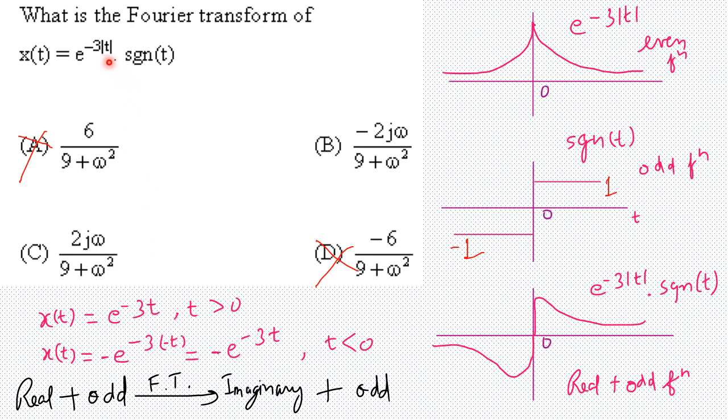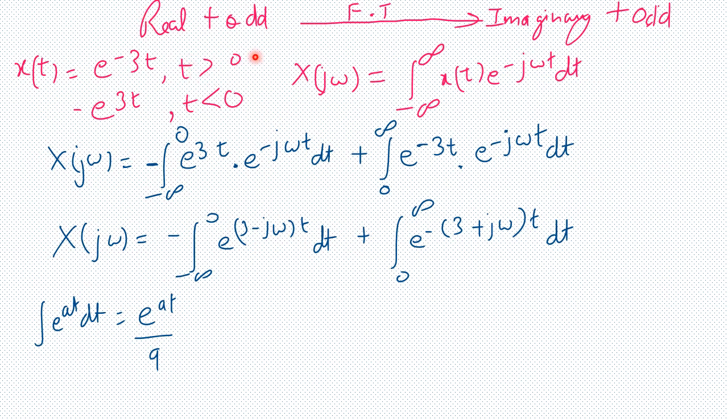Why? Because for t less than 0, t is going to be negative, so to ensure that it is positive, we have to use a minus sign again. So we have minus e power 3t for t less than 0. Now we have the function for the entire range, t from minus infinity to infinity. So we can directly jump to the integration now. The integration is as follows.